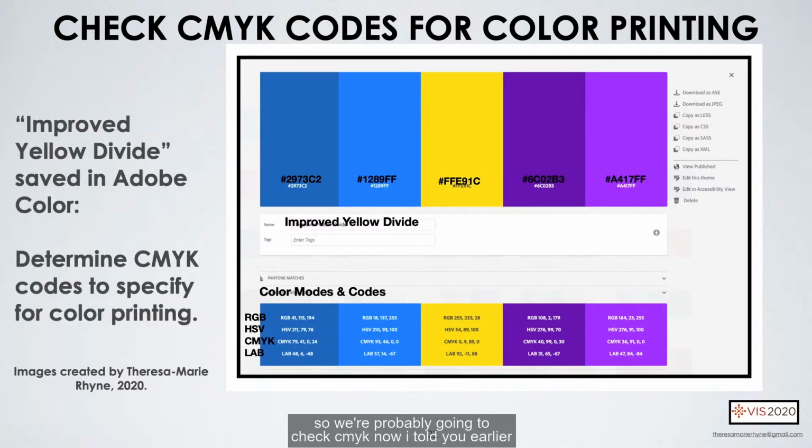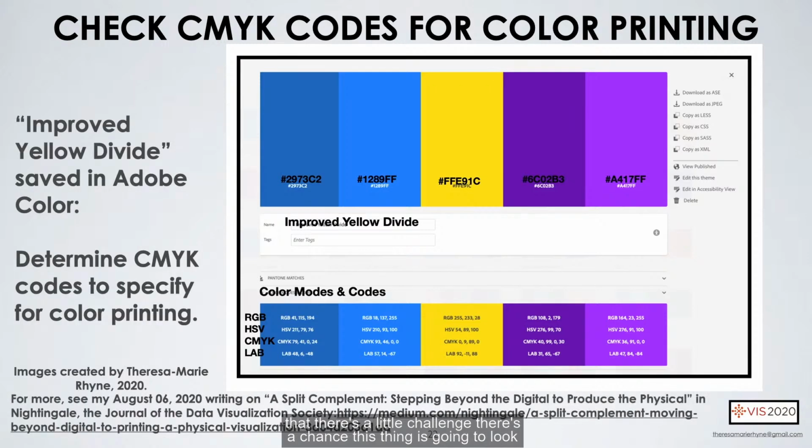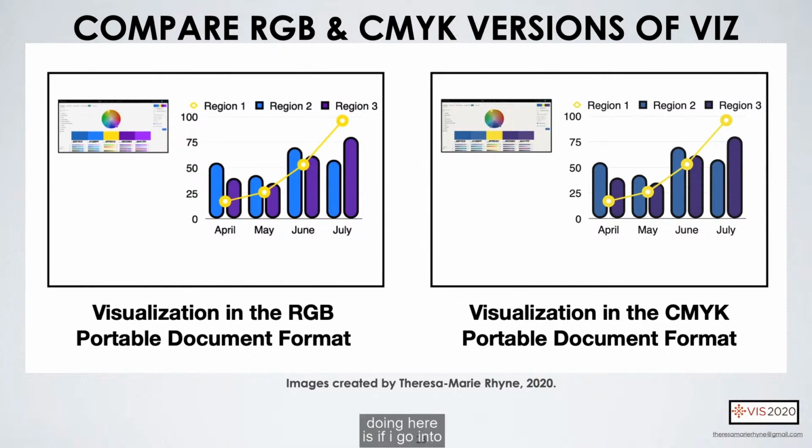Now, I told you earlier that there's a little challenge. There's a chance this thing is going to look faded, right? So here's what it looks like. What I'm doing here is, I can go into Adobe Acrobat and ask it to tell me what it's going to look like in CMYK. I can look at it even online, see what it's going to look like in CMYK portable document format. If I look at it, it's exactly what we talked about before. I have lost the vivid nature of the colors. The combinations are much duller than what I wanted.